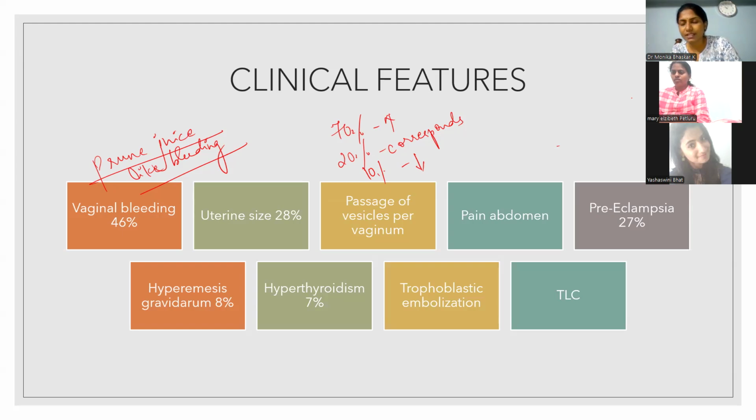And also because of the increased amount of beta HCG, there might be formation of theca lutein cyst. So this is theca lutein cyst because of the beta HCG. It will go and stimulate the ovaries. So hyperstimulation of the ovaries will cause the excessive lutein cysts which are formed in the ovary. So this is called theca lutein cysts.